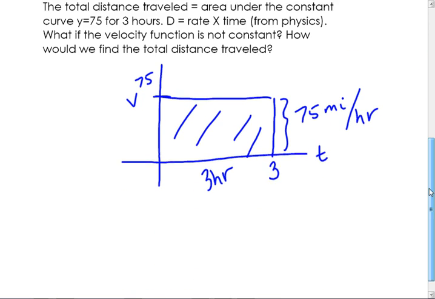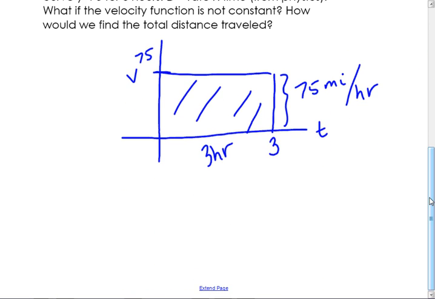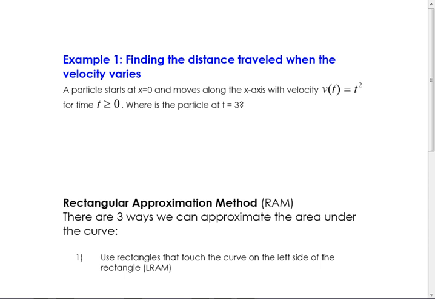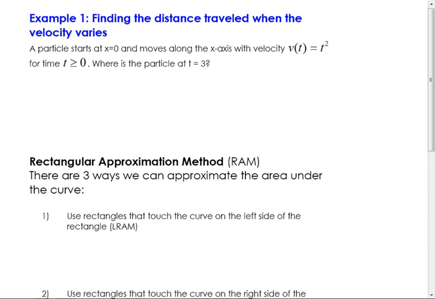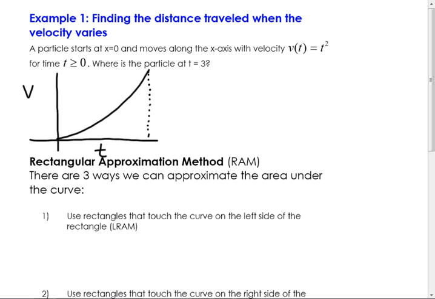So how are we going to do this? This was easy because that is a rectangle. So what are we going to do if it's not a rectangle? I'm going to squeeze my little pictures in here. So I have a velocity graph. It goes as t squared, where t is positive or 0. And it says, where is the particle at t equals 3? And we're starting at the origin. That does make a difference. So for right now, we're always going to start at the origin. What's going to happen when we don't start at the origin? We'll find that out later. So here is my velocity. Here is my time. And the area under the curve represents the total distance traveled.